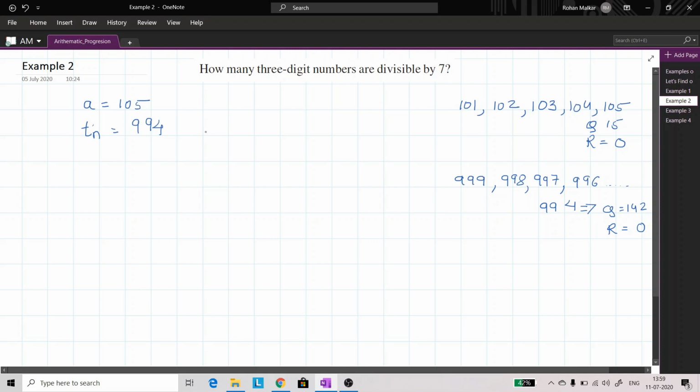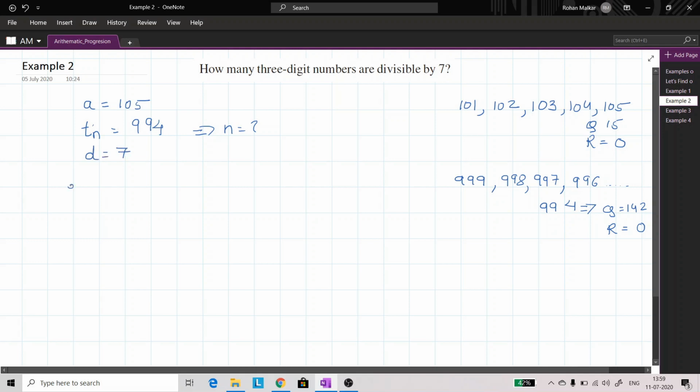Here you want to evaluate what is the value of n. Okay, so how many 3-digit numbers? That means you want to evaluate what is the value of n. Now, if they ought to be completely divisible by 7, that means the common difference between these two numbers should be 7.